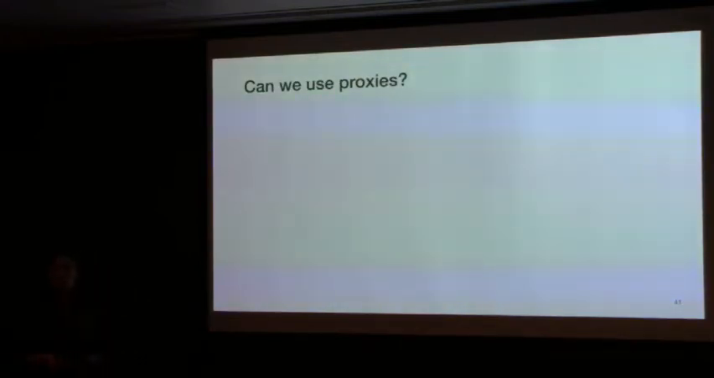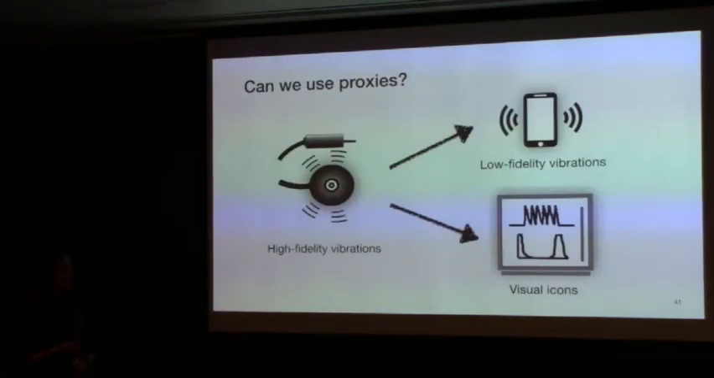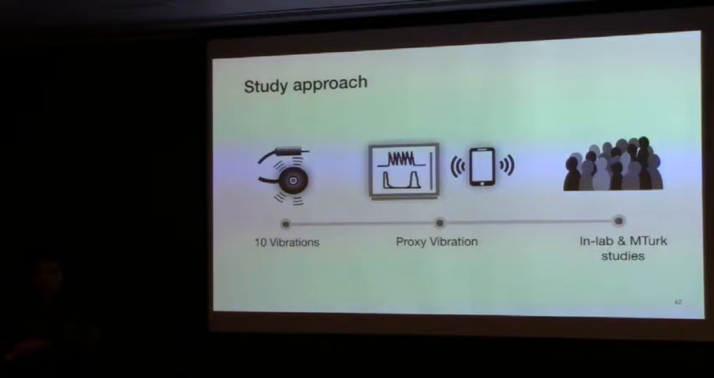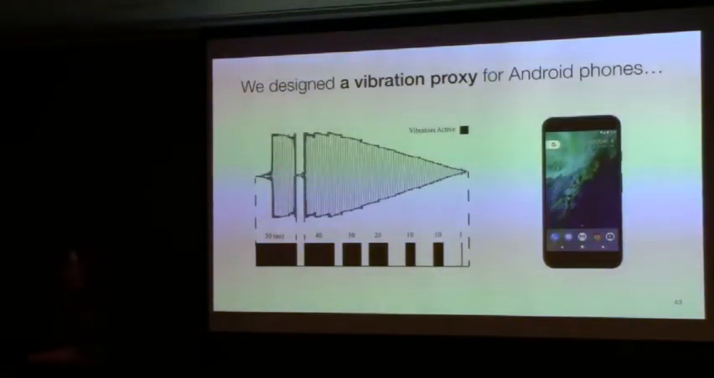So we asked, can we use proxies? For high fidelity vibrations, we came up with 2 types of proxies: low fidelity vibrations that can run on smartphones, and visual icons. To validate this idea, we took 10 vibrations with different characteristics. We created proxies for these, and then we ran studies in lab and Amazon Mechanical Turk to see whether they match. For the vibration proxy, we used Android phones. For each vibration pattern, we created a pulse train using the Android API to represent the same or a similar sensation to the original vibration.